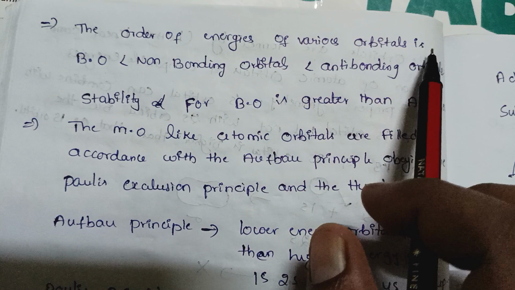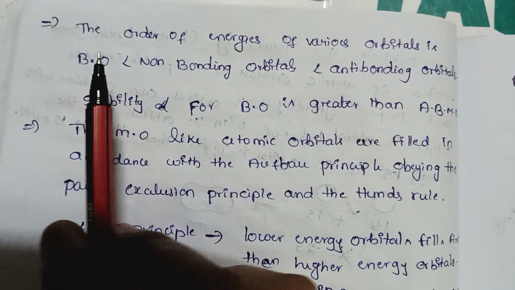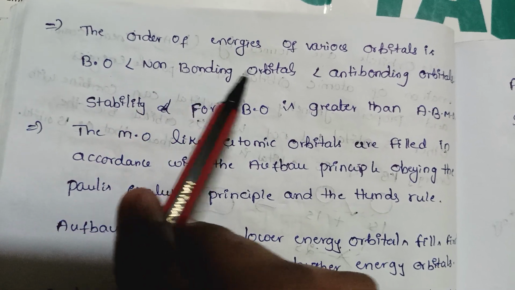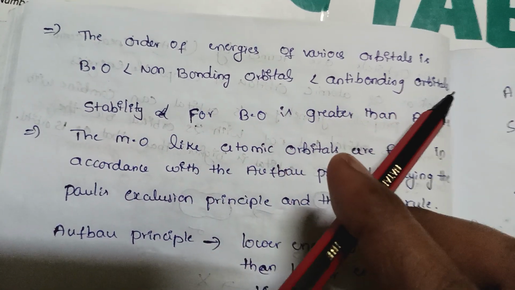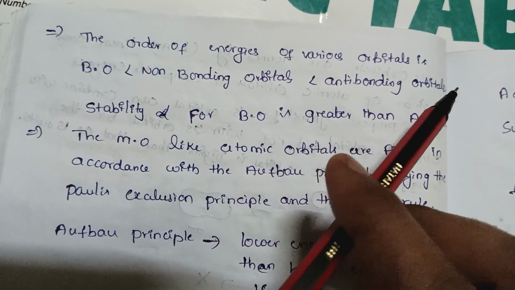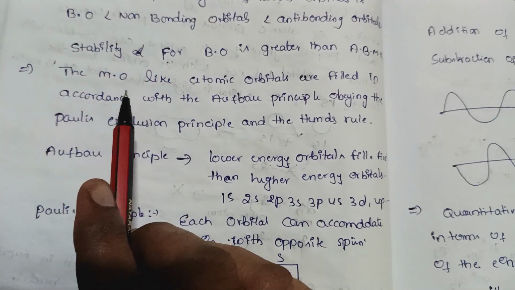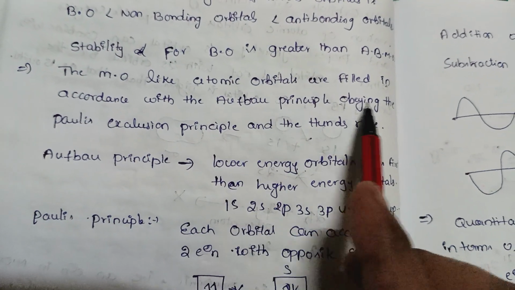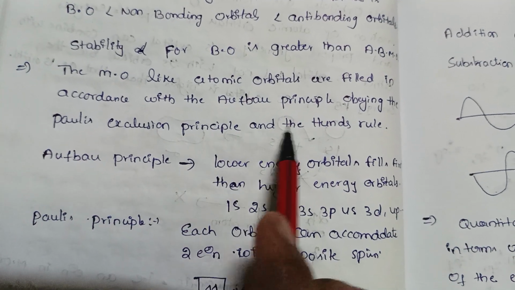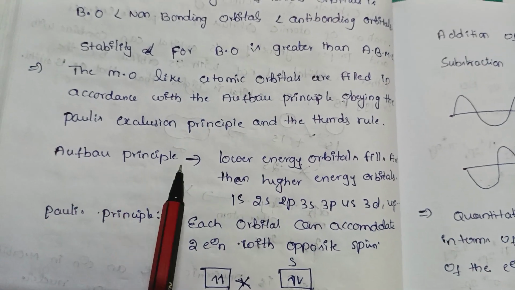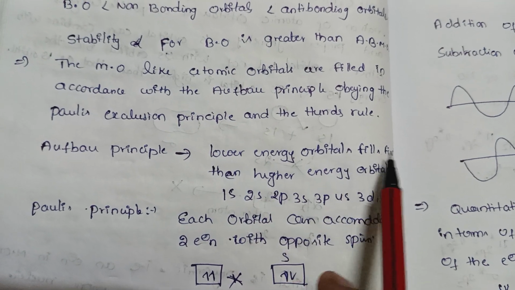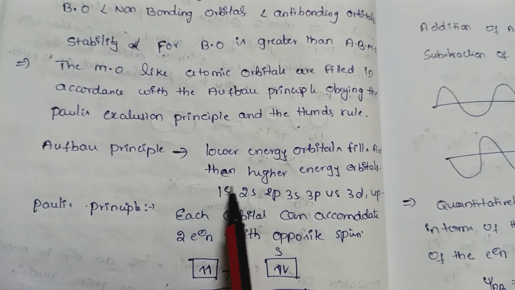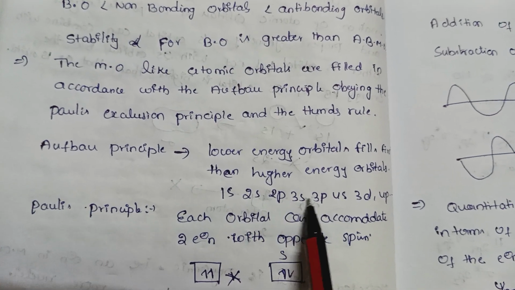The order of energies for the various orbitals is: bonding orbitals are less than non-bonding orbitals, which are less than anti-bonding orbitals. Anti-bonding orbitals have more energy. The molecular orbitals, like atomic orbitals, are filled in accordance with the Aufbau principle, obeying the Pauli exclusion principle and Hund's rule. The Aufbau principle states that lower energy orbitals fill first, then higher energy orbitals. It means 1s orbital we fill first, then 2s, then 2p, and so on.